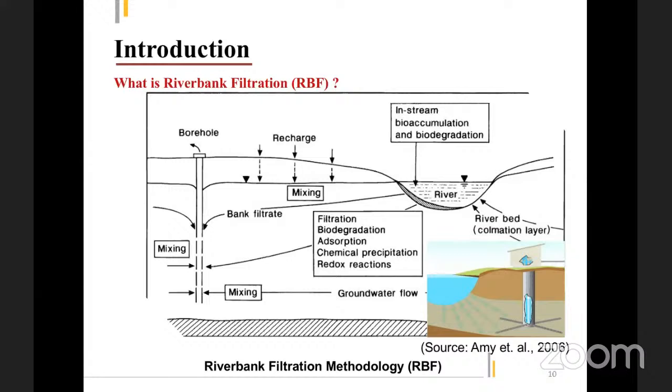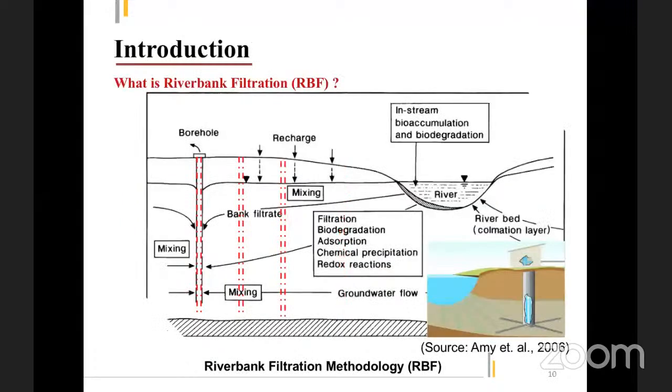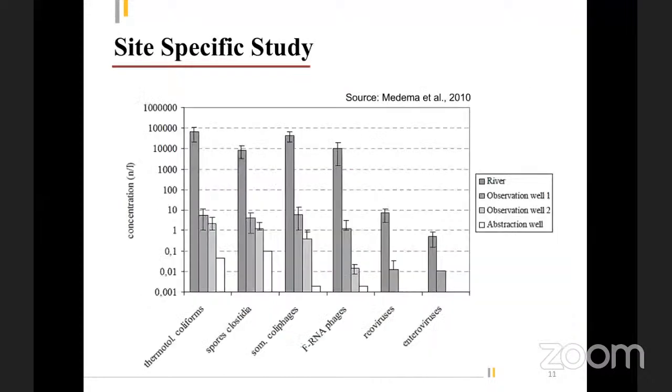In this seminar, I'm going to focus on the disease-causing pathogens. The distance of the well from the river is a crucial factor in meeting the water quality requirement. As you can see, the concentration of the various disease-causing pathogens varies with the distance of the placement of the pumping well from the riverbank. The closer to the abstraction point, the more influence of the pathogen has been observed in the well.